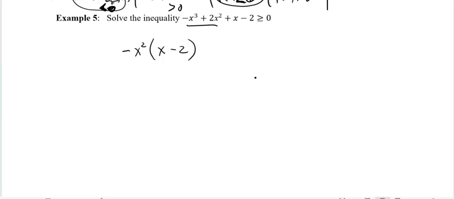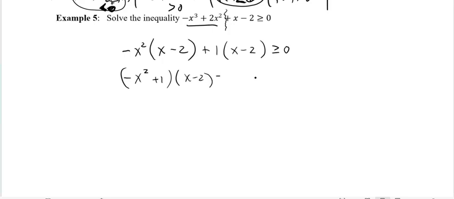Now, what can I factor out of here? We're doing factor by grouping. What can I factor out of here? Nothing, but I can always factor out a 1 just to get the form I'm looking for. So that would give me an x minus 2. This allows me to factor like this. Factor out the x minus 2, and I get x squared plus 1 times x minus 2.